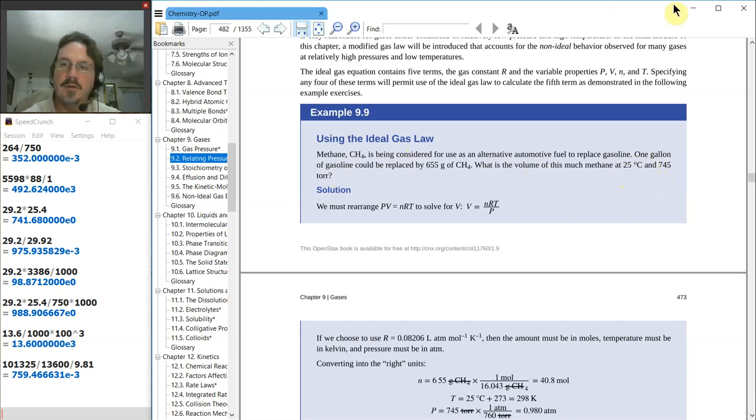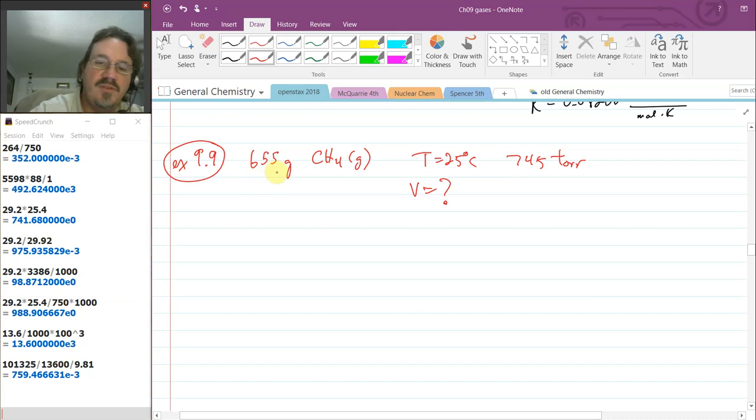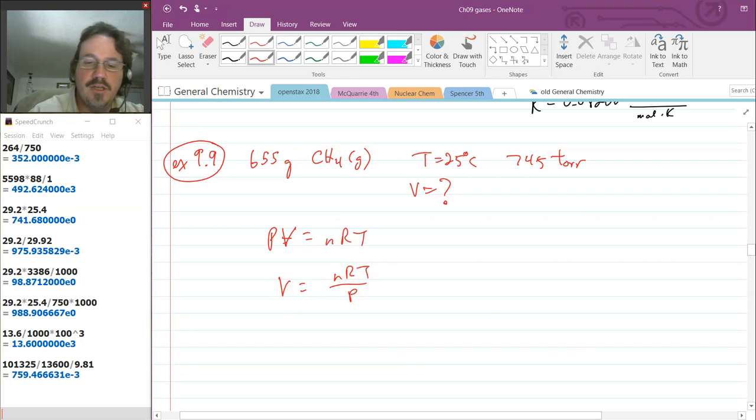Okay, let's give this a try. We've got 655 grams of this methane. Temperature is 25 degrees Celsius. Pressure is 745 torr. Remember, that's the same thing as millimeters of mercury, right? What is the volume? Okay. PV equals nRT, which means the volume is going to equal nRT divided by pressure. So if I could just know how many moles, R, temperature T, and pressure, I could plug it all in, and that would tell me what my volume is.